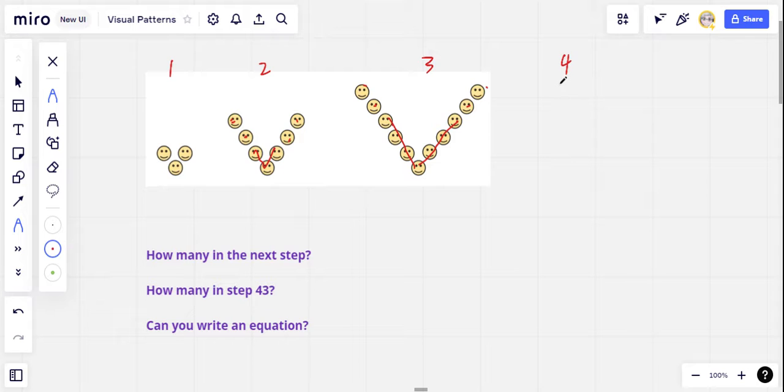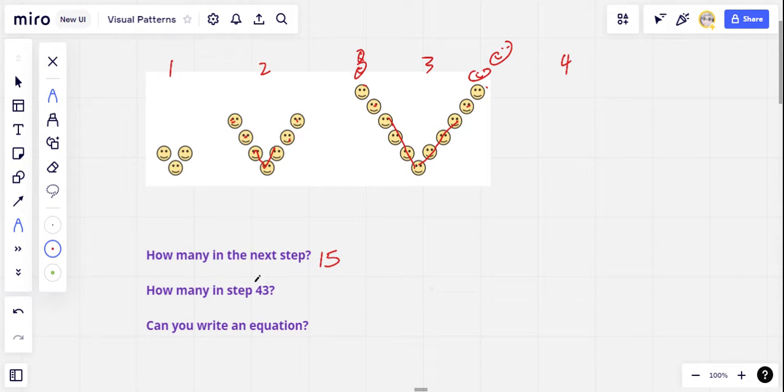So if I wanted to predict the number in step 4, I would just add 2 more smiley faces on either side. And there we'd have it. Let's count these. 1, 2, 3, 4, 5, 6, 7, 8, 9, 10, 11, 12, 13, 14, 15. So I think that's 15 for step 4. Let's put that down here. We'll check that in a minute.